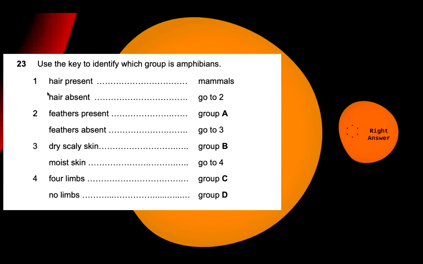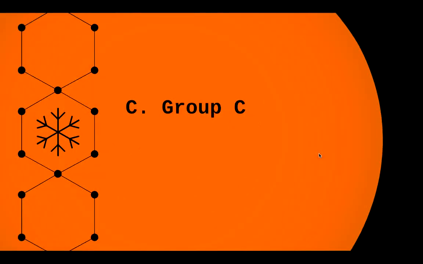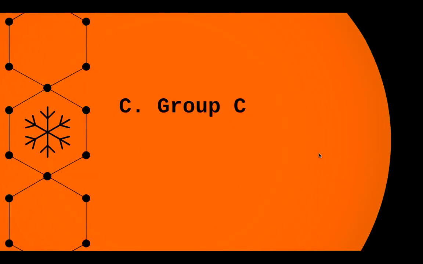So for number 1, do amphibians have hair or don't they have hair? If this is your answer, you go to option 2. Option 2 is here. Do amphibians have feathers or not? If they don't, then you go to option 3. Do amphibians have dry scaly skin or moist skin? If they have moist skin, then you go to option 4. Now, do they have limbs or do they not have any limbs at all? So what will be your answer? You're right. That would be group C because they have limbs.